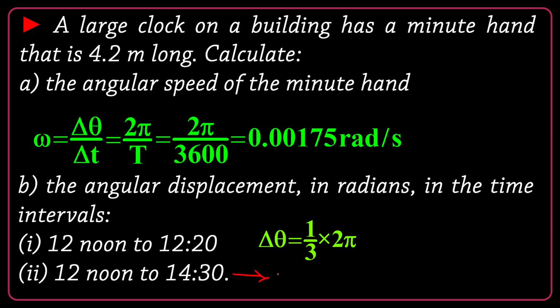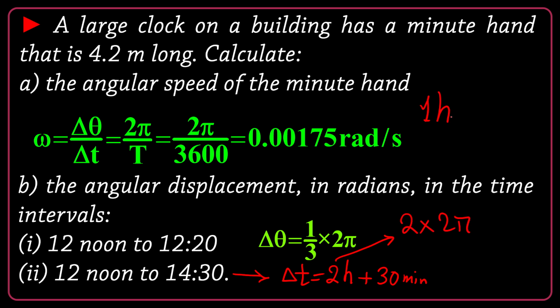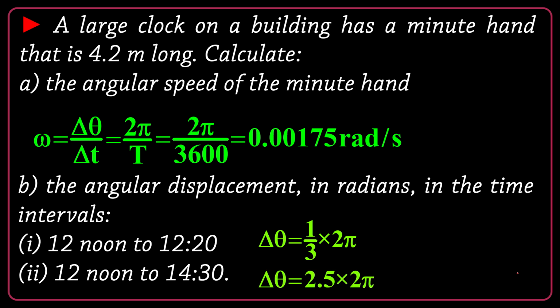Look at this time interval. This time interval is 2 hours and 30 minutes. 2 hours means 2 times 2π because each hour is one period, and it goes 2π. So it's 2 of 2π. 30 minutes is half of a period, so it's half of 2π. In total, it's going to be 2.5 times 2π. This is the angular displacement for the second time interval.